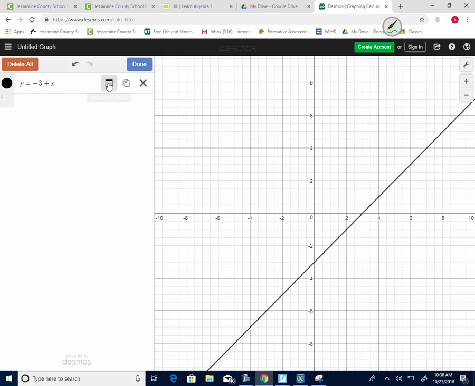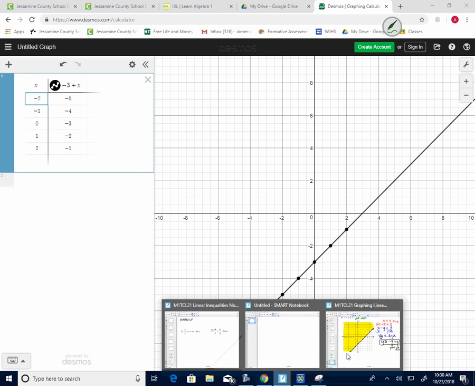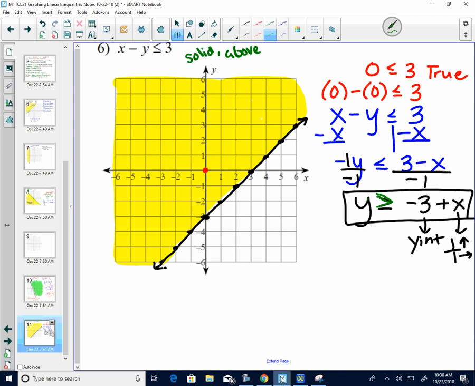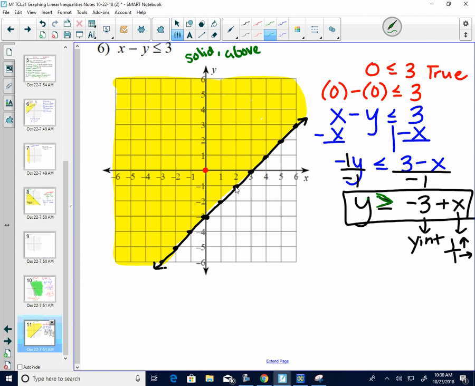And then I can click the settings and click table, and it pops up points. I have a point at 0, -3. So if you see here, there's a dot at 0, -3. I have a point at 2, -1. On here, there's a point at 2, -1. And that was enough to connect the dots. You could have drawn more with a solid line. And I know I have to shade above, so this is my solution region.